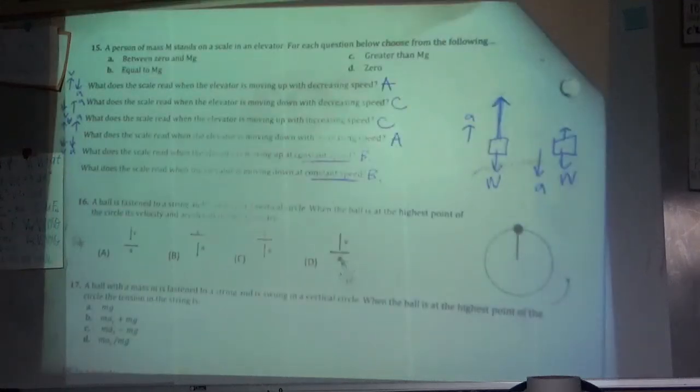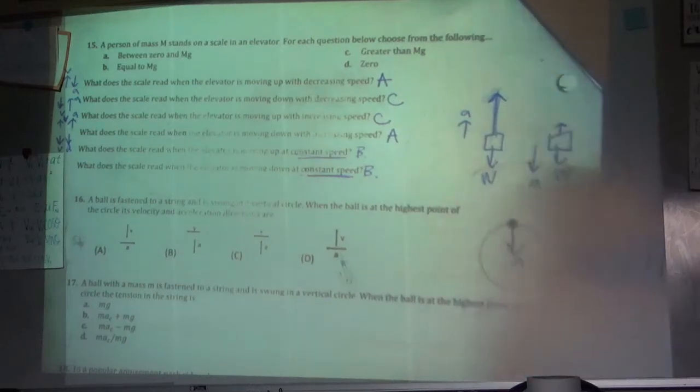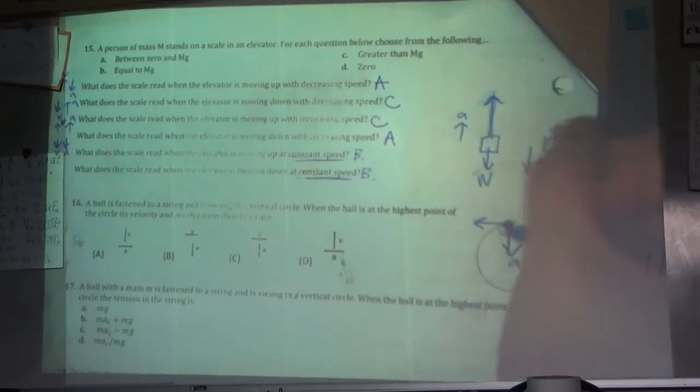16, at the highest point, the velocity and the acceleration. Well, acceleration is to the center, and because it's going clockwise, your velocity would just be to the left. These make a right angle, so it's B.